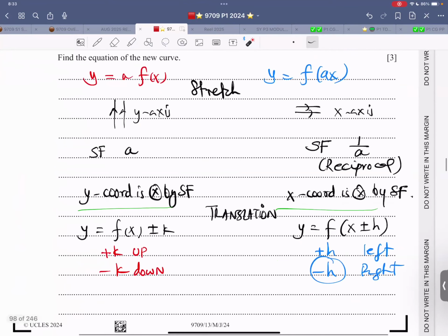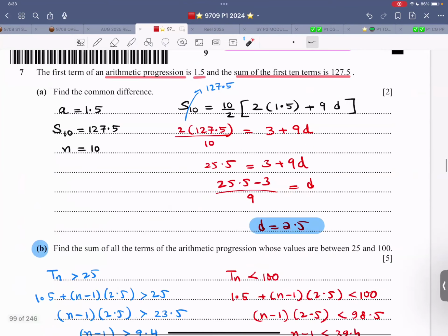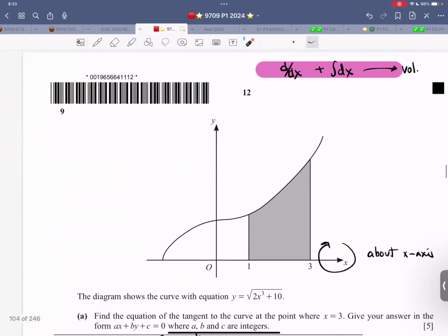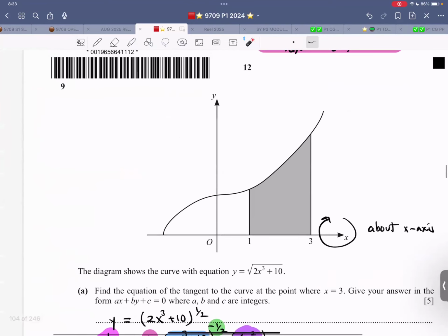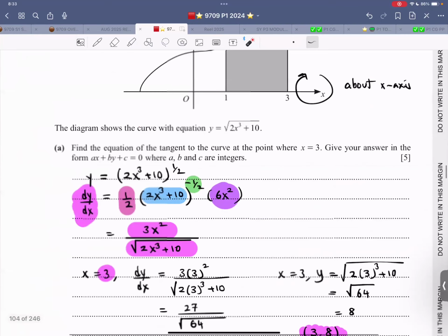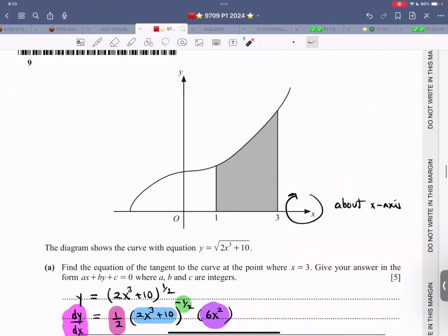Now, over here, okay, now this looks like equation of tangent and volume. Have a good look. Read the question first.